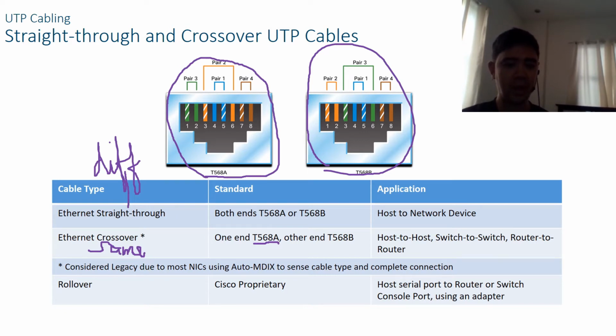For a rollover, you use T568A on one end, and on the other end it's the opposite of T568A. That's how we create a rollover. Meaning, on the other end of the wire, this 8 here is pin 1, this is pin 2, pin 3, pin 4, 5, 6, 7, 8. That's how it is for a rollover cable. Again, next term, we are to explore these different cable types.